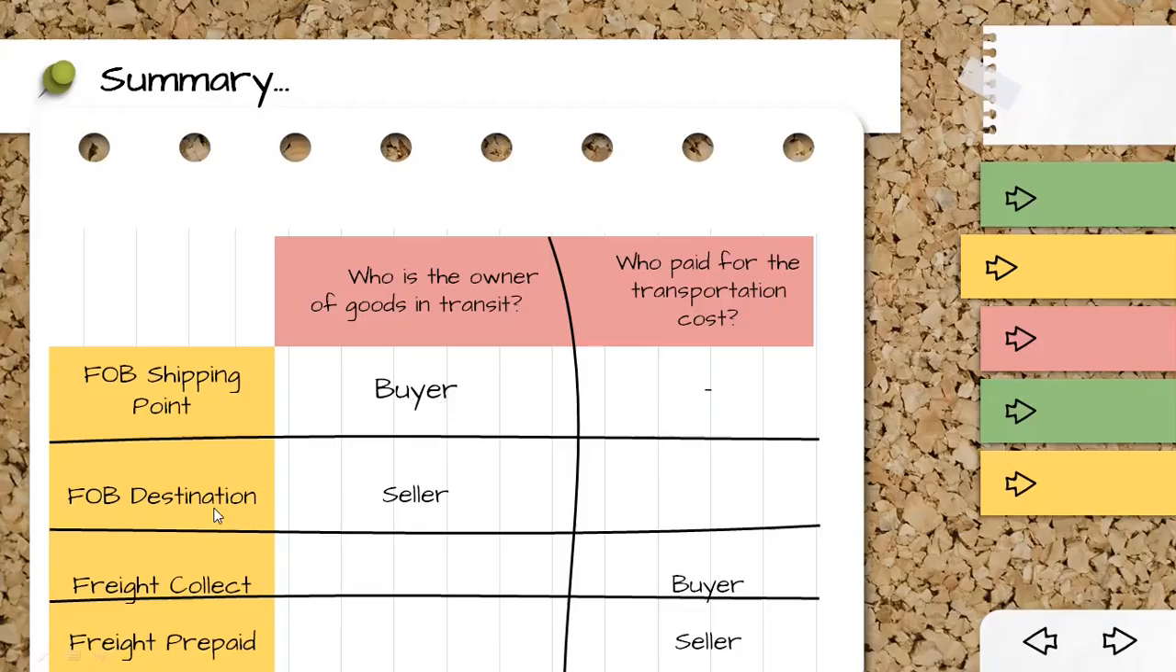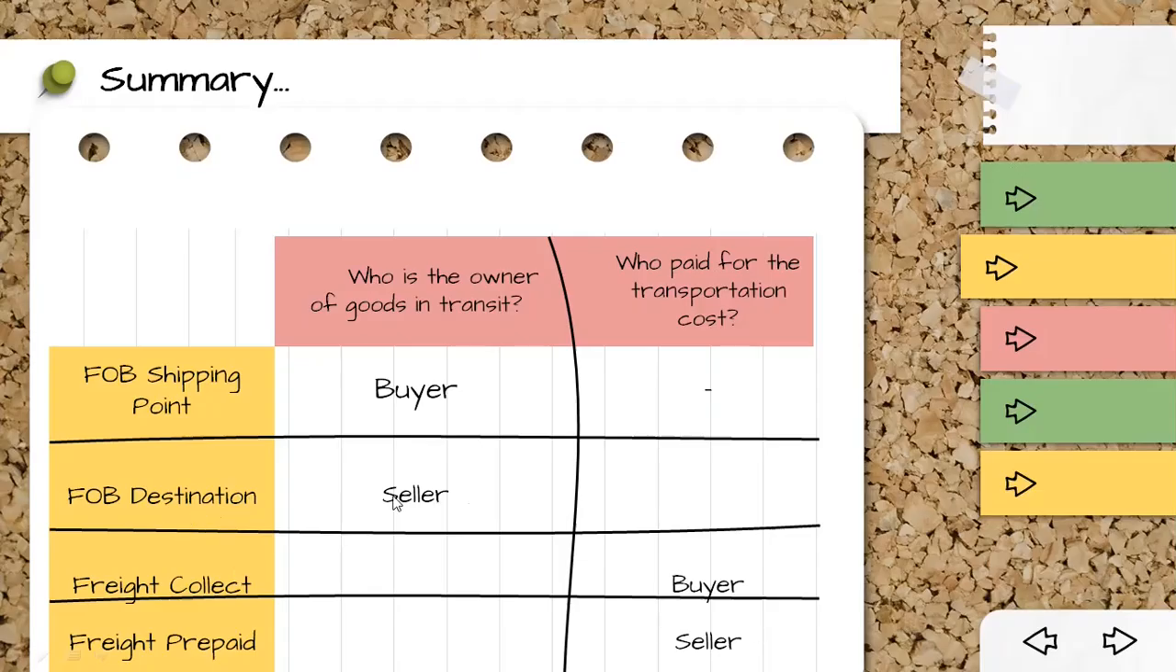For the FOB destination naman, walang problema kapag ang shipping term ay FOB destination tapos freight prepaid. So, ibig sabihin, ang dapat magbayad ay si seller and ang nagbayad talaga ay ang seller. So, okay na yun, no? Kasi siya dapat ang magbayad, siya na ang nagbayad.